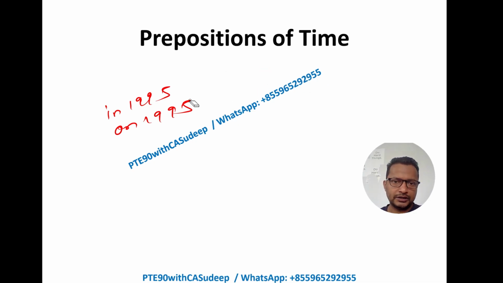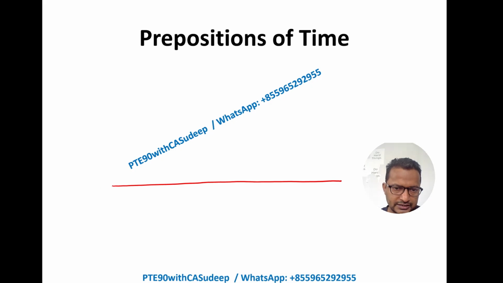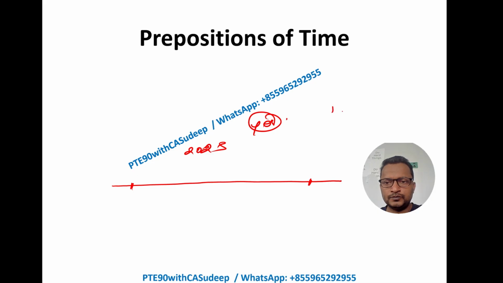So for example, to understand this in or on, there's a logic here. Let's draw a line, a timeline here, for example, from here to here. The time starts from here, and consider this as a year, okay, one year. For example, consider this as 2025. So if you are referring to 2025, consider one year. One year is considered a long period, so use in. If you say 2025, the long period, you use in.